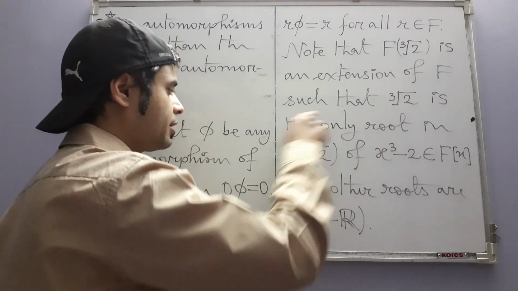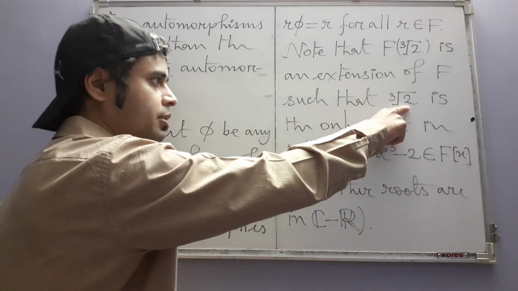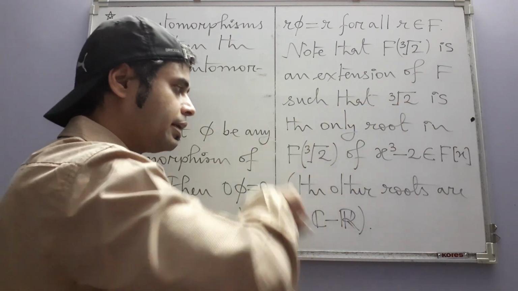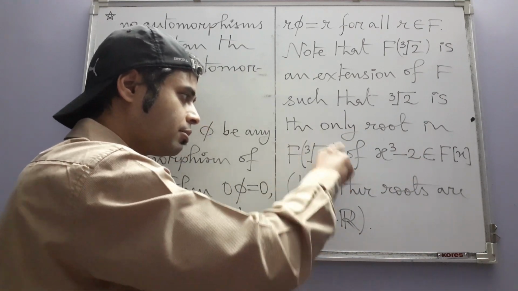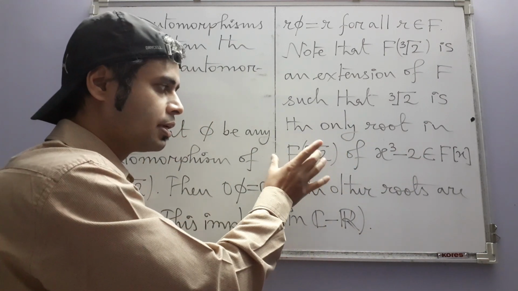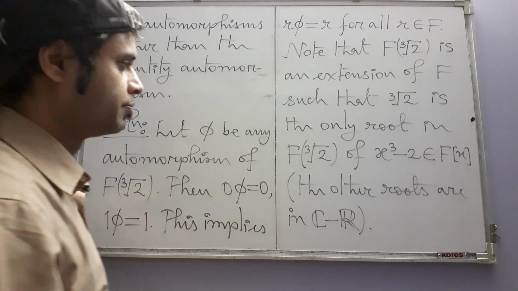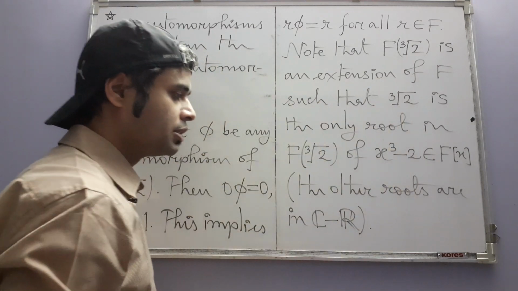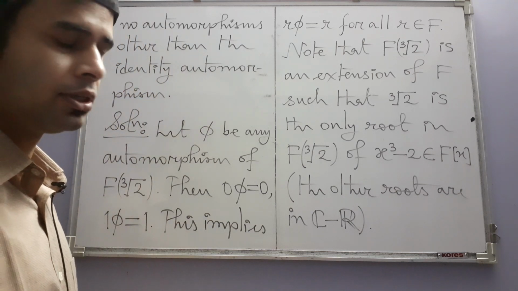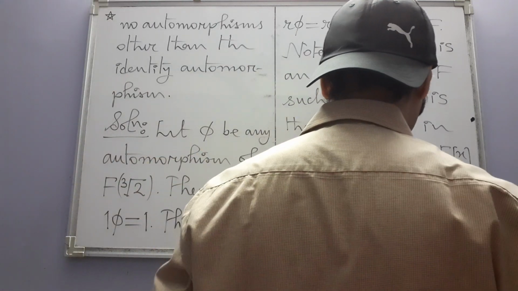So if we apply our automorphism phi to this, then we should again get a root of this same polynomial, and that will also lie in E. This is the E here, the extension. But the only root available in this extension is cube root of 2 itself, so we are going to get that same thing. So we write like this.